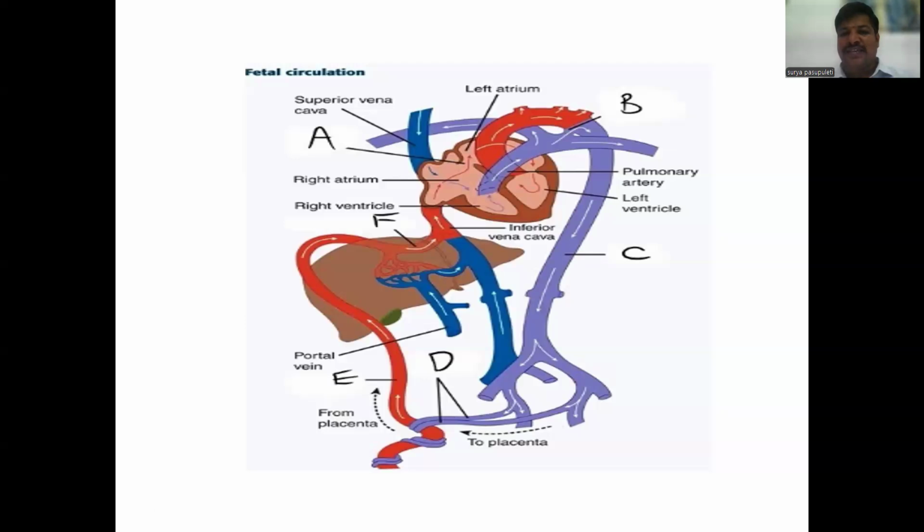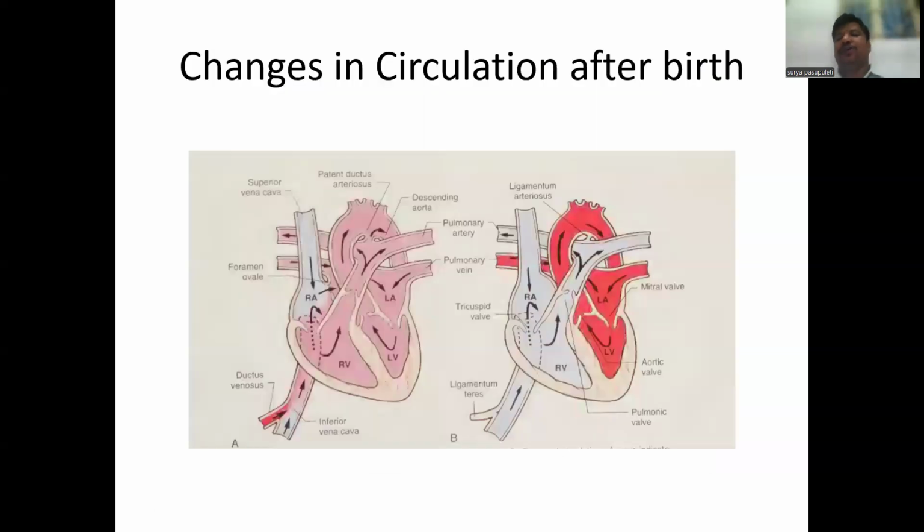And let's see the changes after birth. Immediately after the birth, what will happen? The lungs start expanding, meaning the lungs become the respiratory organ in the baby. So as soon as the lungs start respiration, the pulmonary resistance, which is high in the fetal period, will become less. As the pulmonary resistance decreases and systemic resistance increases, the blood which is moved from right atrium to left atrium through the foramen ovale will stop.